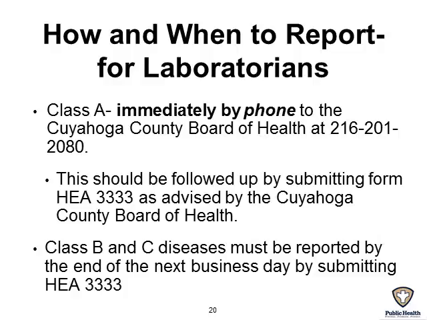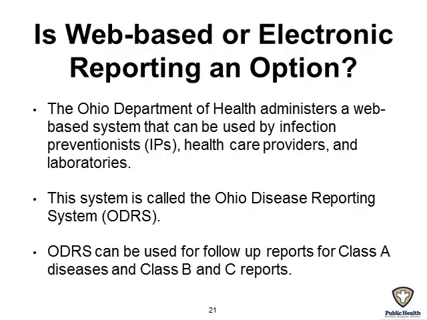Class B and C diseases must be reported by the end of the next business day by submitting HEA 3333 or electronically via ODRS or ELR. Perhaps you're wondering how diseases can be reported electronically. The Ohio Department of Health administers a web-based system that can be used by infection preventionists, healthcare providers, and laboratories. The system is called the Ohio Disease Reporting System, or ODRS.